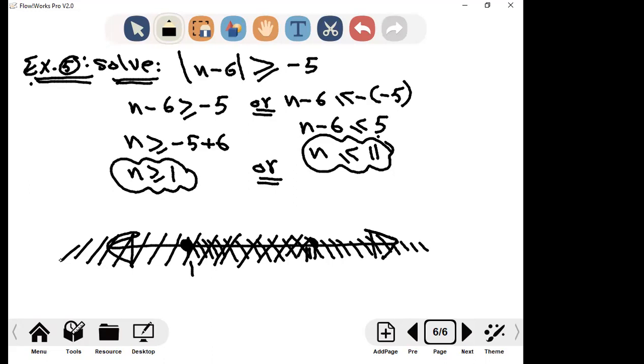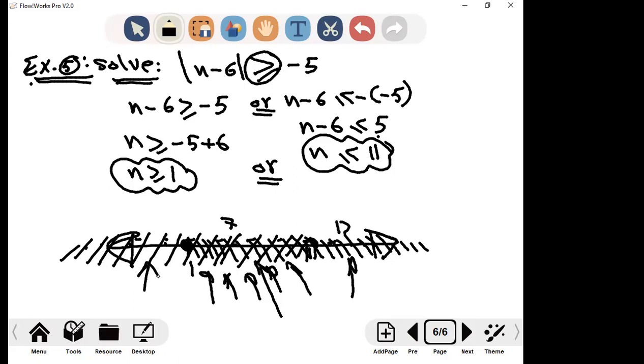If this was less than, yeah, the solution is between the numbers, right? Only. But this is "or". Or means any value here is a solution. Check. Give me any value here, more than 11, 12. Give me any value between 11 and 1, 7. Give me any value less than 1, negative 1. Apply. What's 12 here? 12 minus 6 is 6. Absolute value of 6. Is it more than negative 5? 6 is more than negative 5.